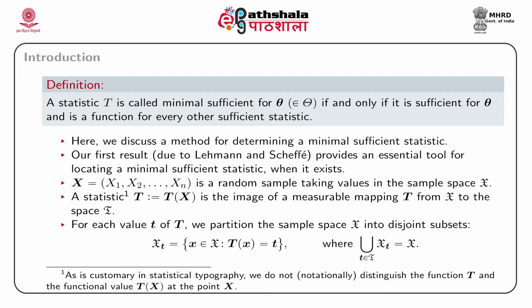In other words, the collection of subsets script X_t where t belongs to script T forms a partition of the space script X and is usually called a partition of script X induced by the statistic T. It plays a very vital role in determining a minimal sufficient statistic.